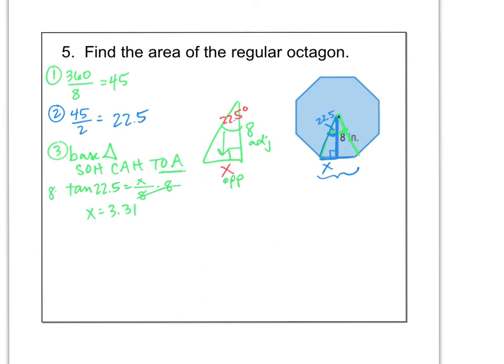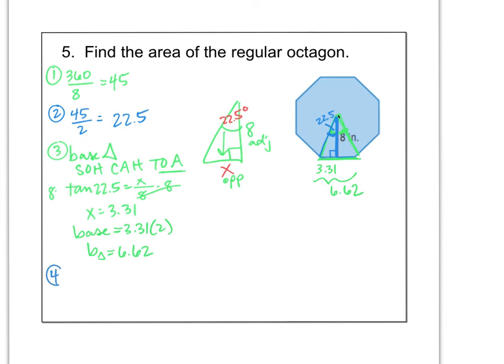So what you now know is this little spot is, oops, let me get rid of that there quick. Sorry. This little spot is 3.31. But to get the whole base, you're going to have to double that. So it'll be 6.62 all the way across there. So the base of our triangle is 3.31 times 2, or in other words, 6.62.